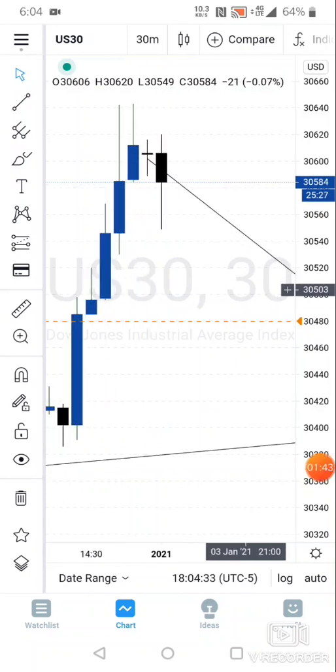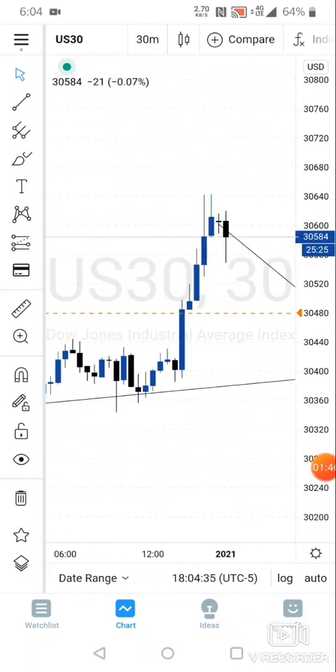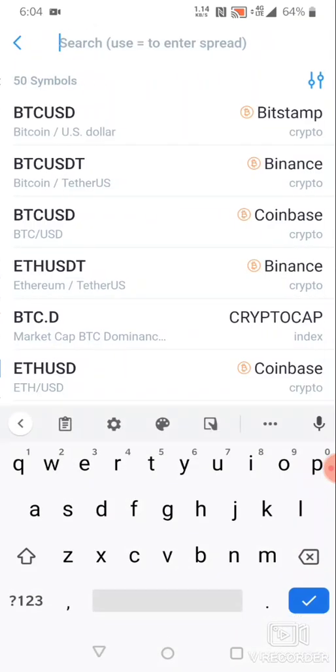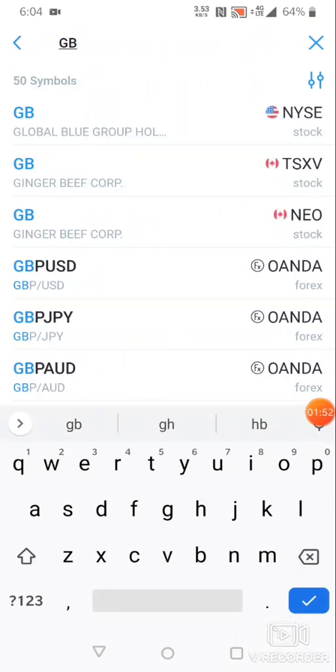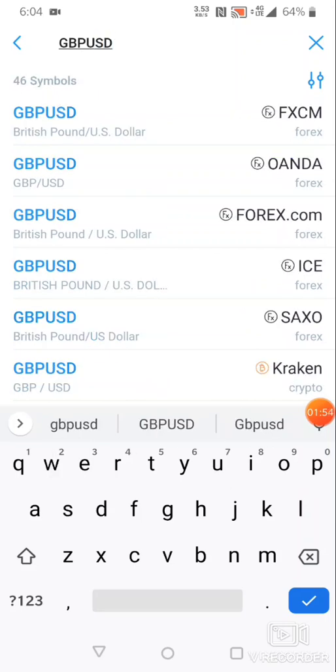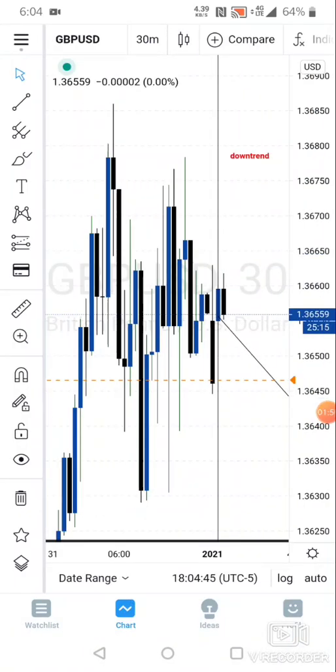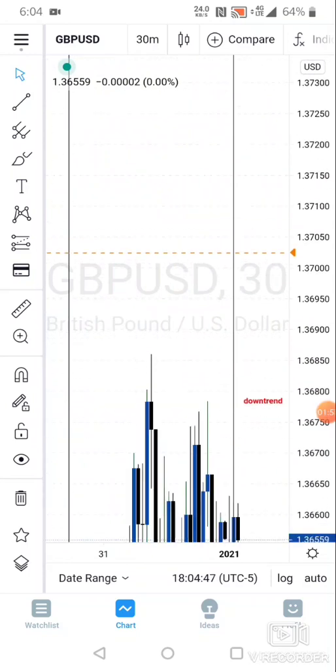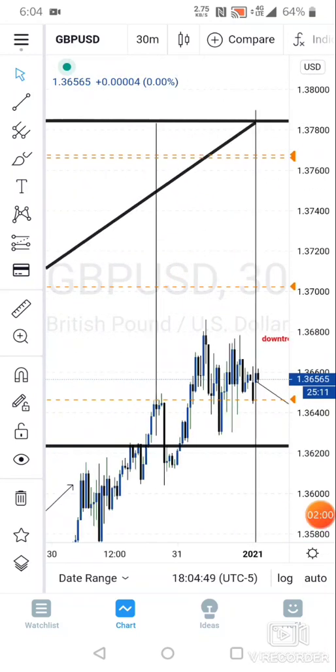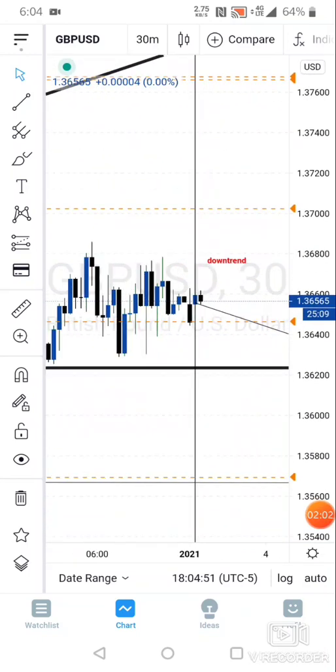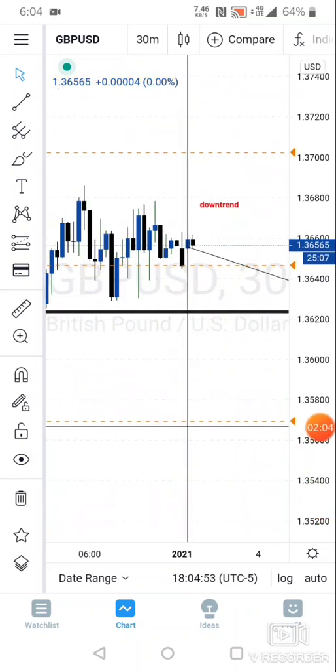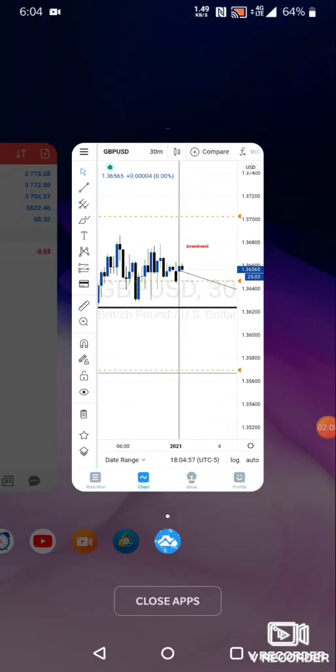Go to TradingView, see what it's doing. All right, so US 30 is selling now. I predicted it was gonna sell. Go back to GBP USD. I don't know what that's thinking about doing right now, because my prediction was that it was gonna sell. I don't know why I placed the buy, honestly. I gotta start believing in myself more.